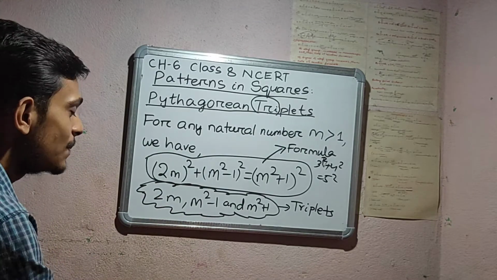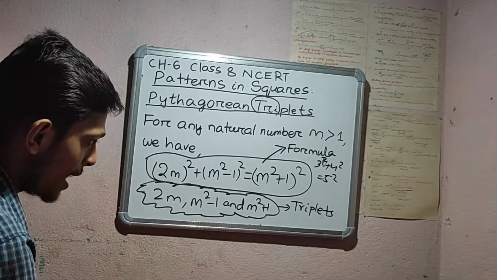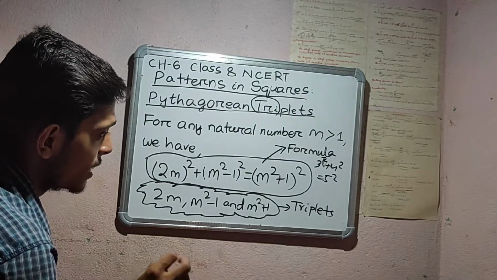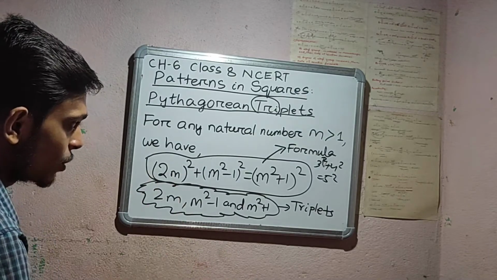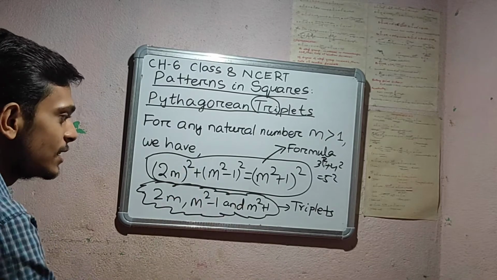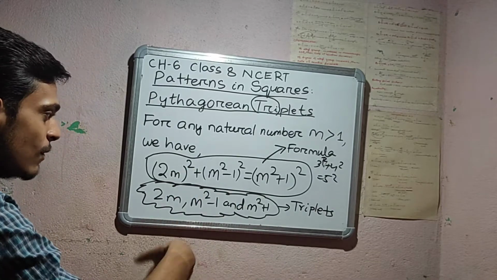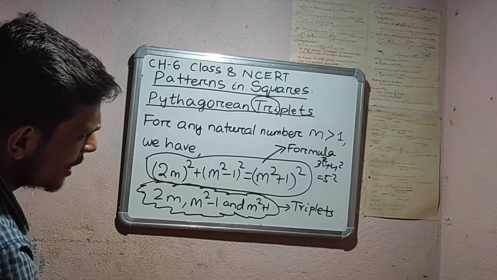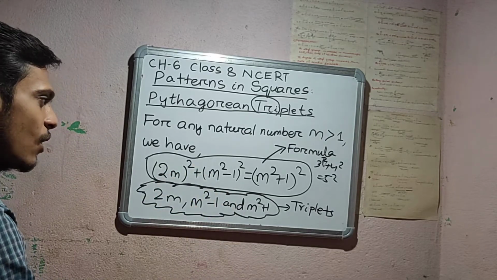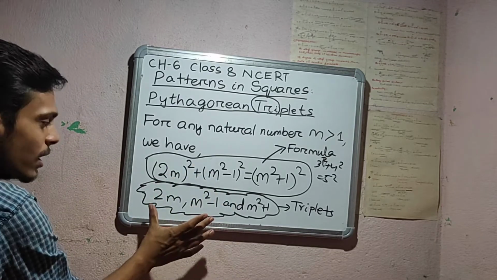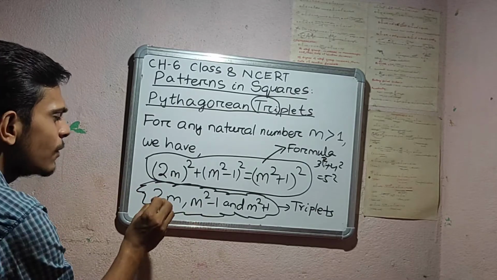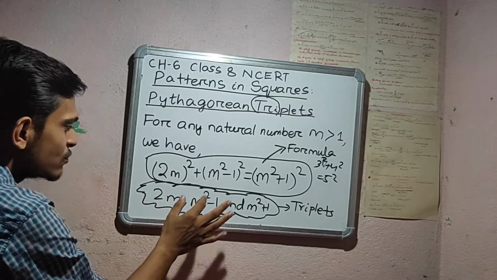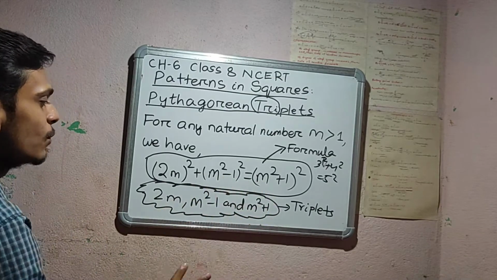If the smallest number is asked in the question, you have to find it accordingly. When we practice the examples, you can understand this clearly. But you have to remember this form: 2m, m squared minus 1 and m squared plus 1. These are the forms for finding the triplet.